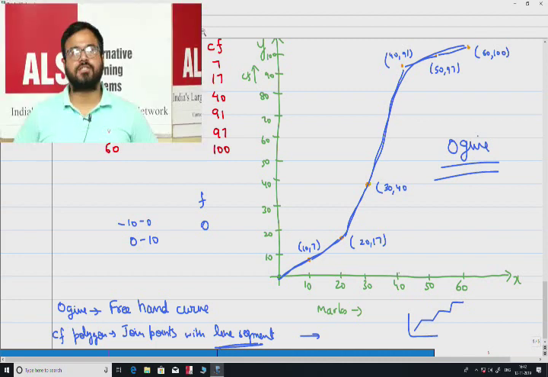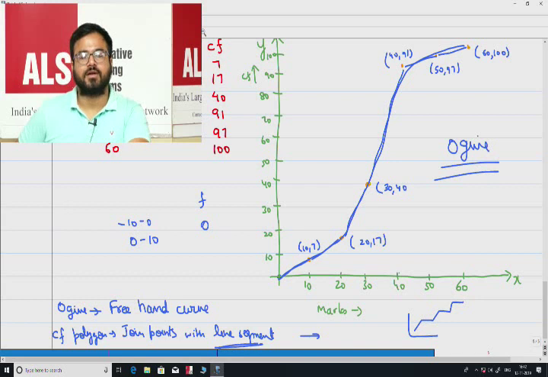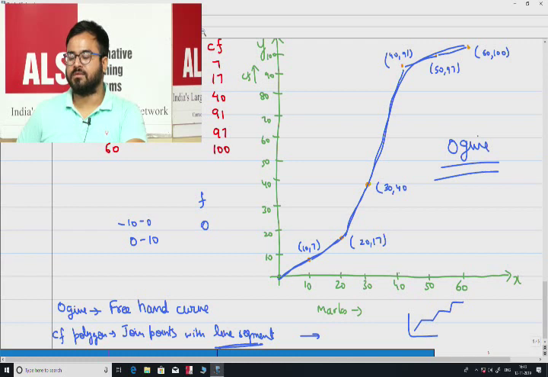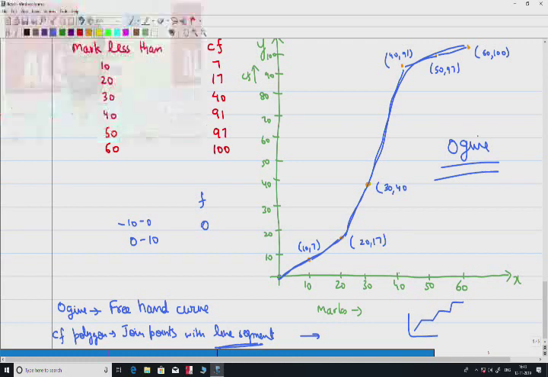See, Itanagar, the question is still the same. Like if they are asking only to draw a frequency polygon curve, right? So curve means a freehand. And if they are asking to draw the cumulative frequency polygon, then you have to draw with the help of line segments. Any other doubt?